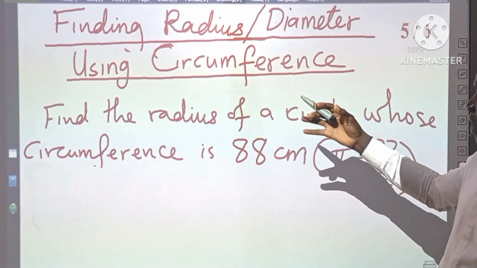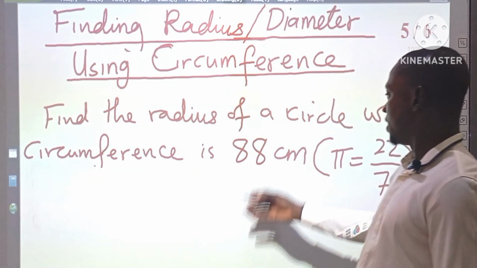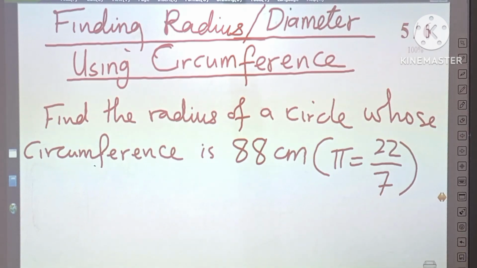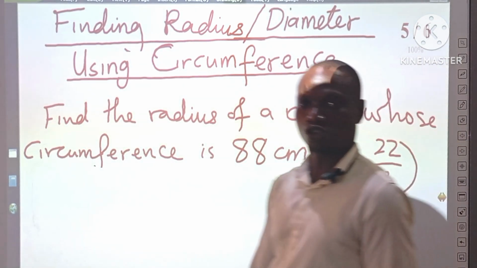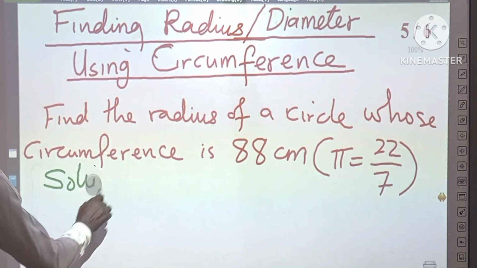The question says find the radius of a circle whose circumference is 88 centimeters, and they gave us pi as 22/7. This is actually easy peasy. Let's go straight to our board and solve this simple question. Solution.